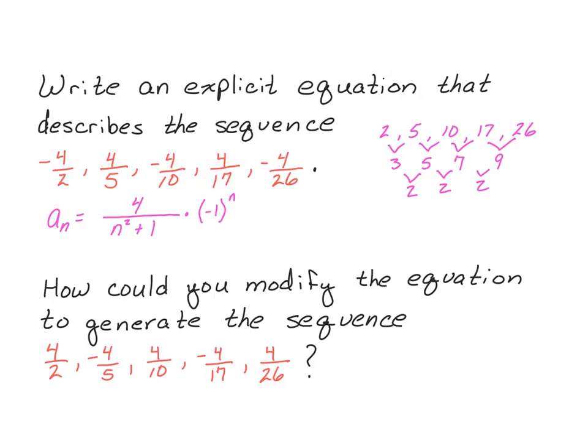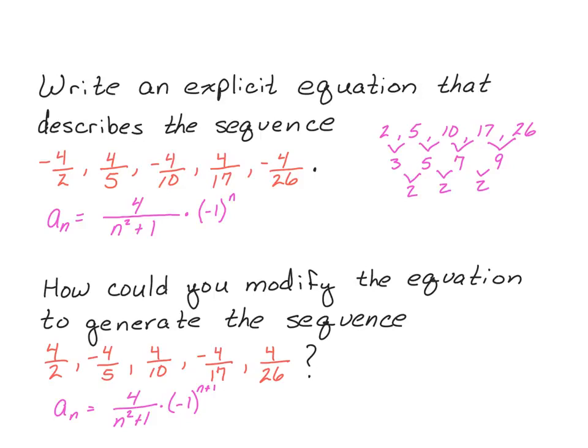All right, so next, how could you modify this equation to generate this sequence? Again, we'll start it out: a sub n equals 4 over n squared plus 1, because it's the same sequence. The only difference is that instead of your first term being negative, your first term is positive, and then negative, positive, negative. So it alternates again, but it starts out with a positive. So we are still going to be multiplying by -1, but instead of just n for the exponent, we're going to use n plus 1.